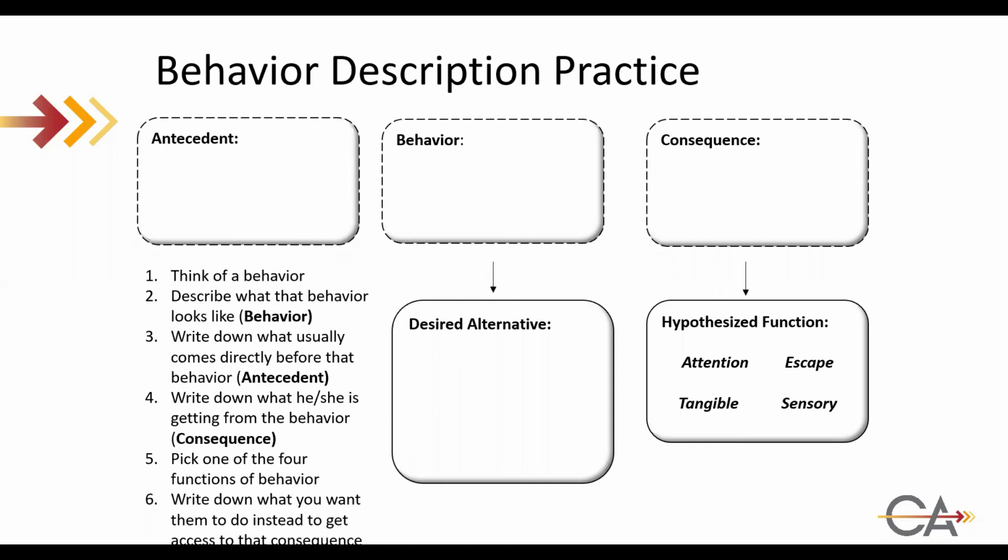Then we're going to write down the consequence, or what they were getting from the behavior, or what happened right after the behavior. And then that desired alternative is where we'll be going in subsequent presentations. If you want to take a stab at writing that down or hypothesizing that function, you can, but we'll get into those a little bit later. So let's say we had a client that did some head hitting.